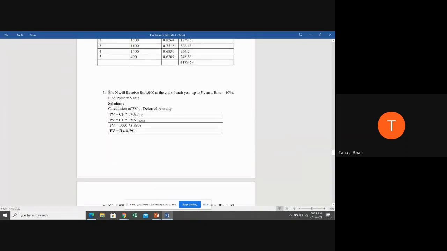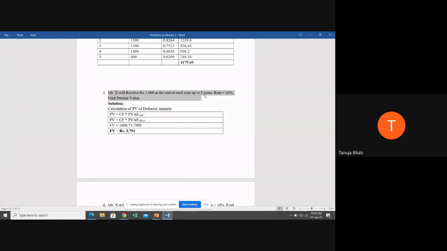Problem number 3. Mr. X will receive rupees 1000 at the end of each year up to 5 years. Will receive. Has received means the present value is already given. We need to calculate future value. Now, will receive is in the future. He will receive at the end of each year up to 5 years. If the rate of interest is 10%, that means every year at the end, he's going to receive 1000 rupees. So find out the present value.